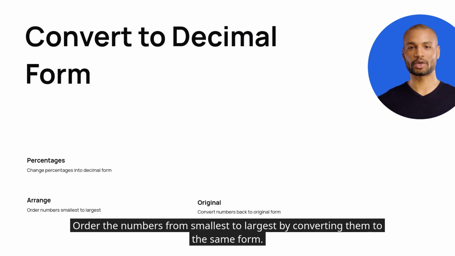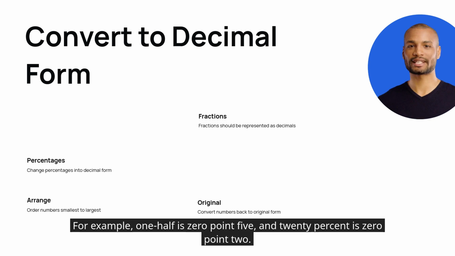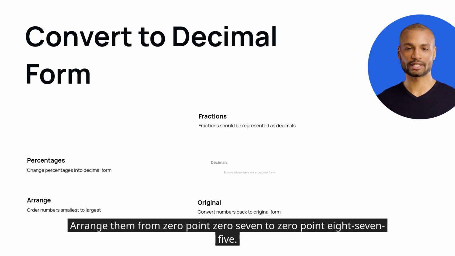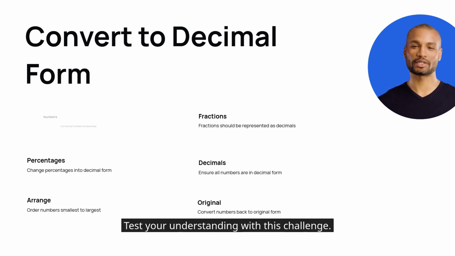Order the numbers from smallest to largest by converting them to the same form. Convert fractions, percentages, and decimals to decimals. For example, 1/2 is 0.5, and 20% is 0.2. Arrange them from 0.07 to 0.875. Finally, convert back to their original forms. Test your understanding with this challenge.